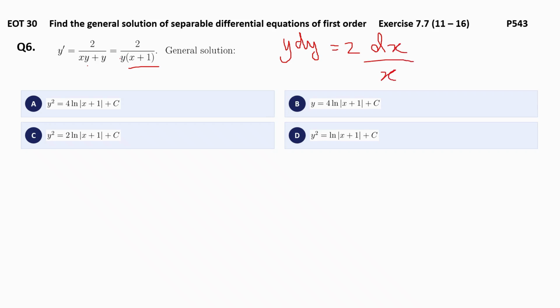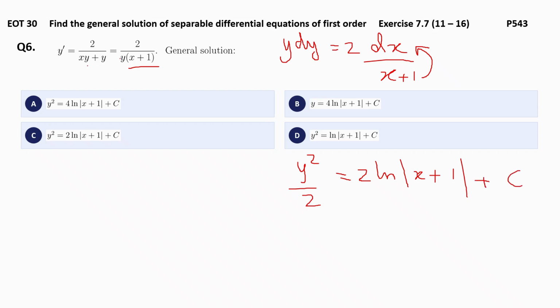Left hand side, as usual, the integration becomes y square by 2. But look at the right hand side. What is in the denominator? x plus 1. So when you differentiate it, it becomes your numerator. But 2 is existing. So don't forget that 2. And we can apply the concept of ln as the derivative of the denominator is the numerator. Also, don't forget your integration constant, that is plus c.